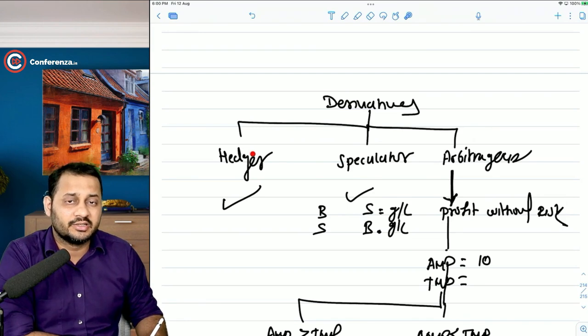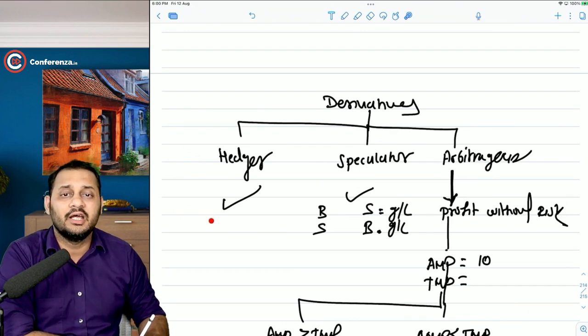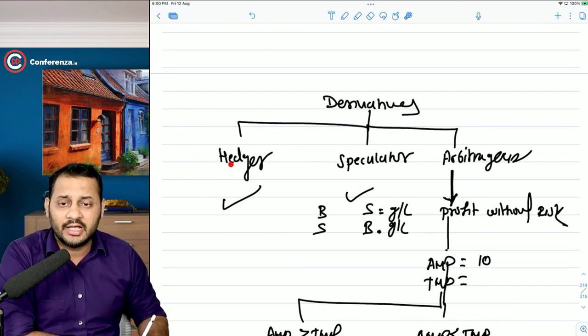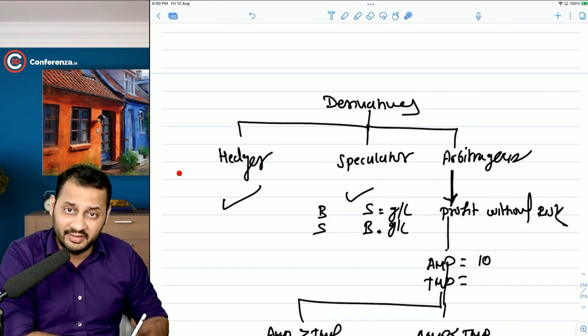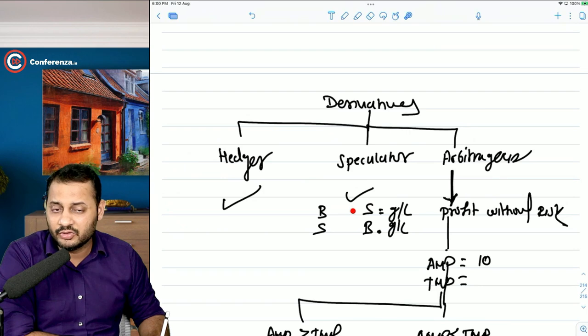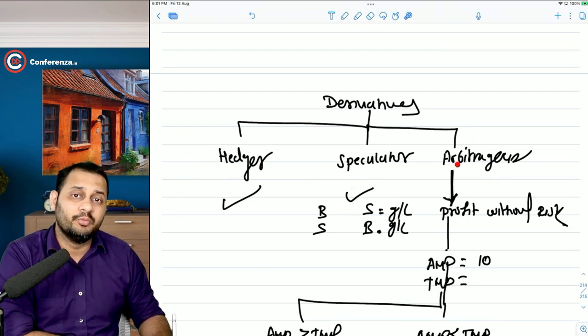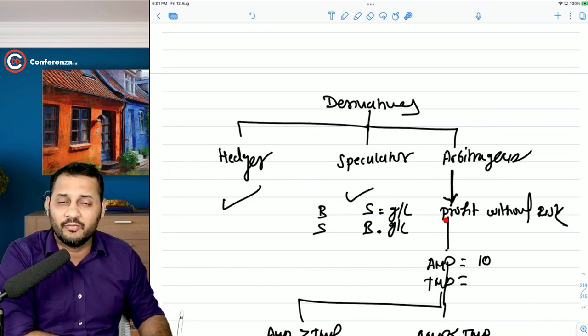A hedger is a person who might have a position already in the spot market, and then he wants to do the hedging or protect his position in the cash market with the help of derivatives. So most of the time a hedger will already have a position in the spot market, and then he takes a position in the derivatives. He takes the position in both markets only after analyzing whether there is a possibility of profit or not.